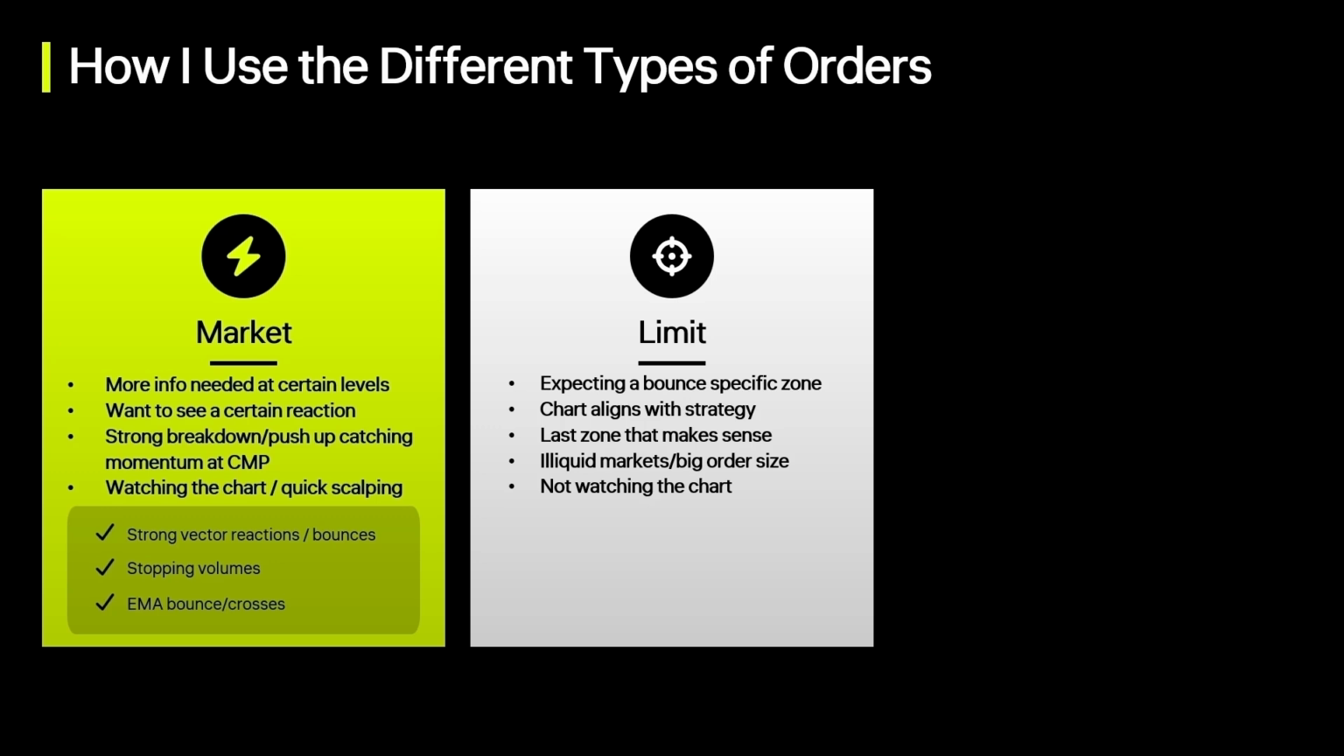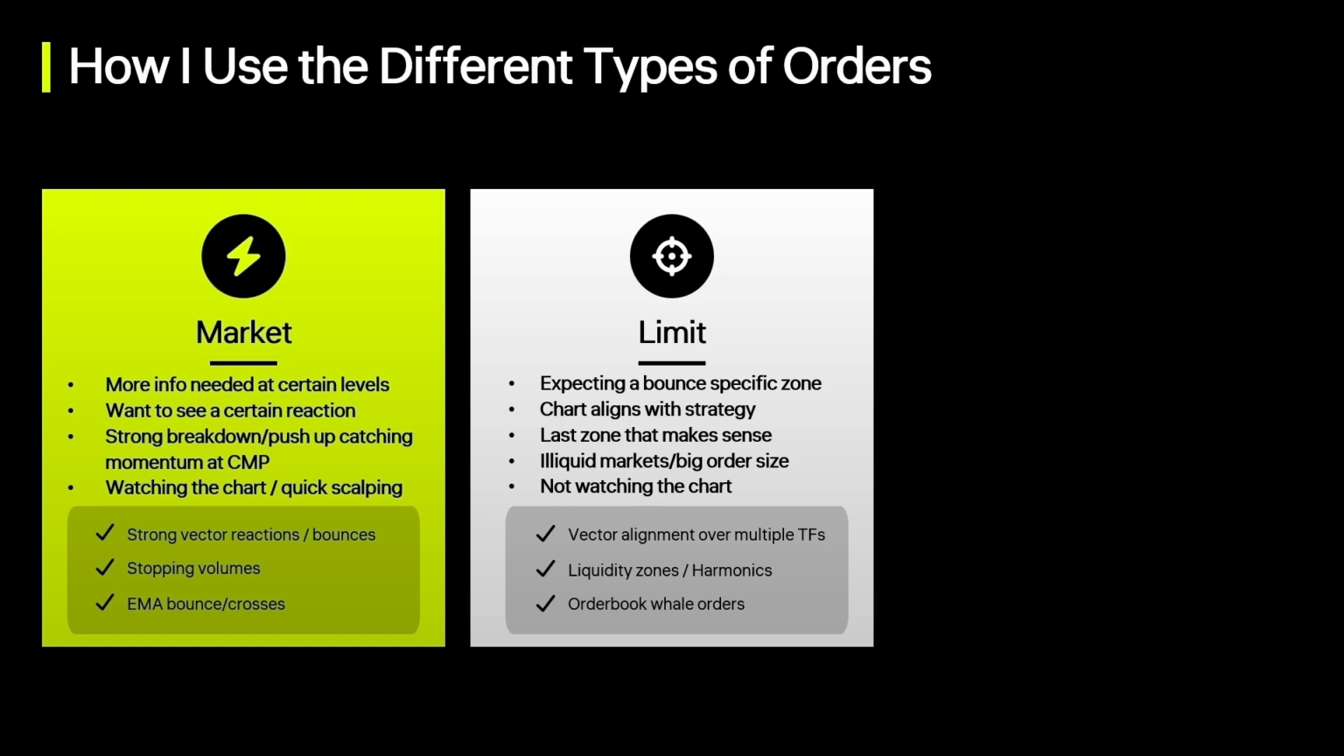Also in illiquid markets or shitcoins with a thin order book, where my order size is a bit big for these types of coins, I use limit orders to avoid big slippage. I also set limit orders when I don't have time or don't want to watch the charts all day. For these types of orders, my main confluences are vector alignments over multiple time frames, meaning these zones are vectors on multiple time frames, for example 4 hour, hourly, 15 minute, 5 minute, etc.